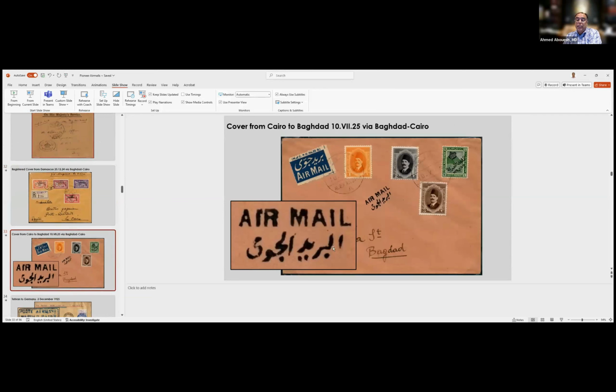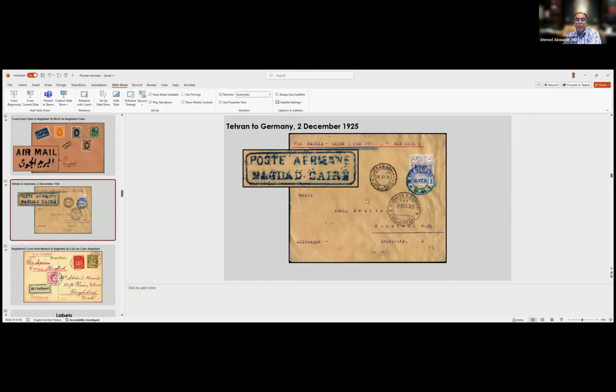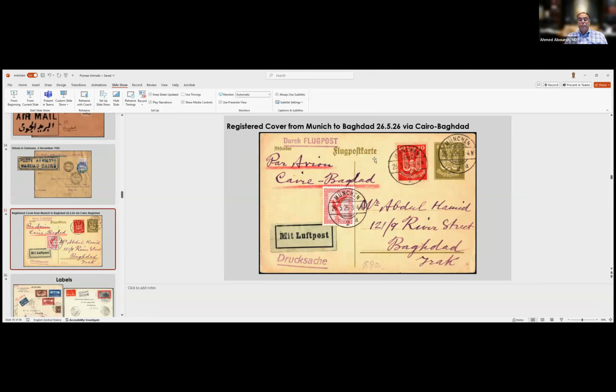This is the airmail cache I discussed earlier. Another from Tehran to Germany with the Baghdad-Cairo connection, Poste Aérienne. German from Munich to Baghdad in 26.